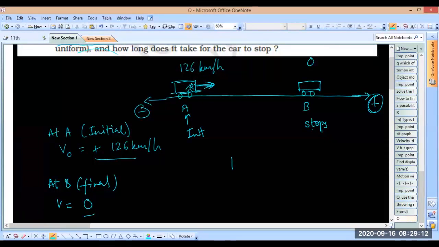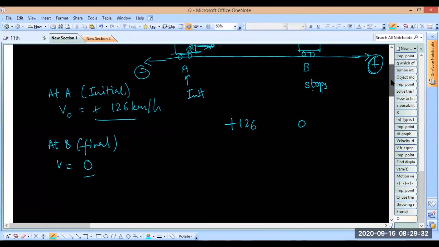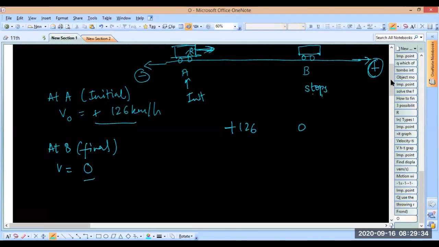First it was plus 126. Now it has become 0. Has it increased or decreased? Very good. Well done, people. It has decreased. Correct. So I have taught you earlier that if it has decreased, then that would mean that the acceleration, remember we are not talking about speed, we are talking about velocity, all right? Then the acceleration must be negative, right? I hope that is clear.